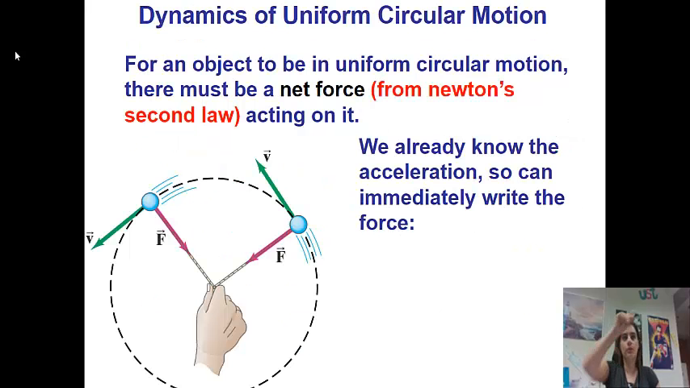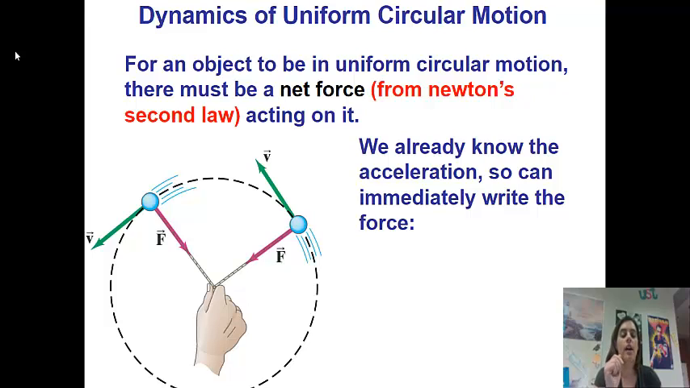So if we're going to keep something moving in a constant circle, and we just said that means there has to be a constant acceleration. Accelerations happen when there's forces. So that means now we have to have a net force. So I'm pushing into Unit 4 a little bit here, but that's okay because that means then I don't have to go back and cover this later. So that force, it's a centripetal force that causes the centripetal acceleration.